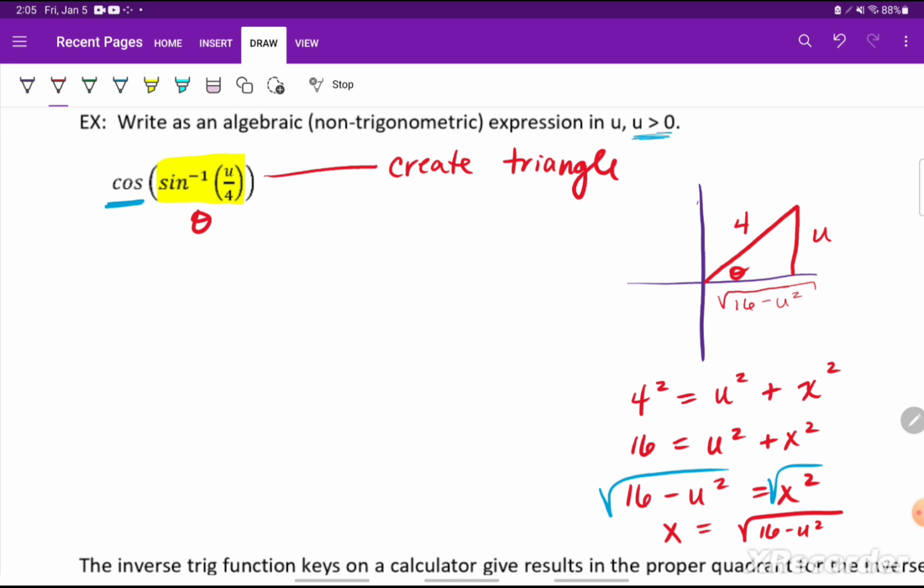Now that we have the third side of our triangle, we want the cosine of that triangle. Cosine of that triangle is going to be adjacent, square root of 16 minus u squared, over hypotenuse, which is 4.